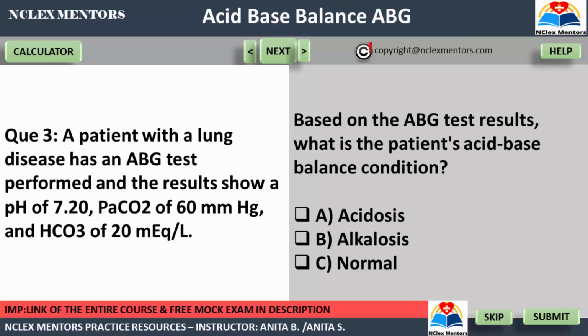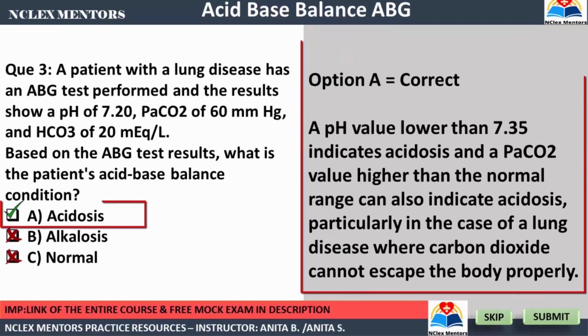All right, time's up. Let me reveal the right answer to you. The right answer is option A, acidosis. The pH of the patient's blood is 7.20, which is lower than the normal range of 7.35 to 7.45. The partial pressure of carbon dioxide is also higher than the normal range of 35 to 45 millimeters of mercury. These values indicate that the patient's acid-base balance is in an acidotic condition.